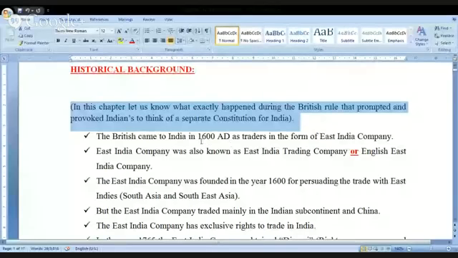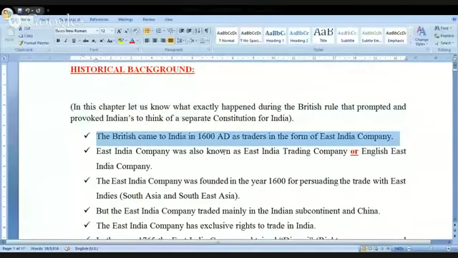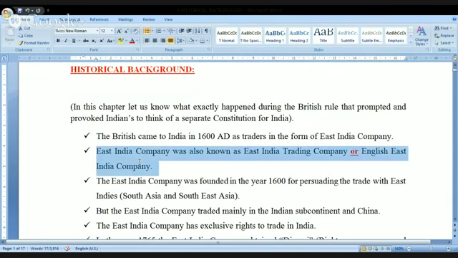Now, I'll come to this document. I am opening it for you. Look at this. The British came to India in the year 1600 as traders in the form of East India Company. That is the beginning. So the British entered India in the form of East India Company. The East India Company was also known as East India Trading Company or English East India Company. Only for clarification's sake, I have given it to you. But if you come across the word East India Company, it is nothing but English East India Company.